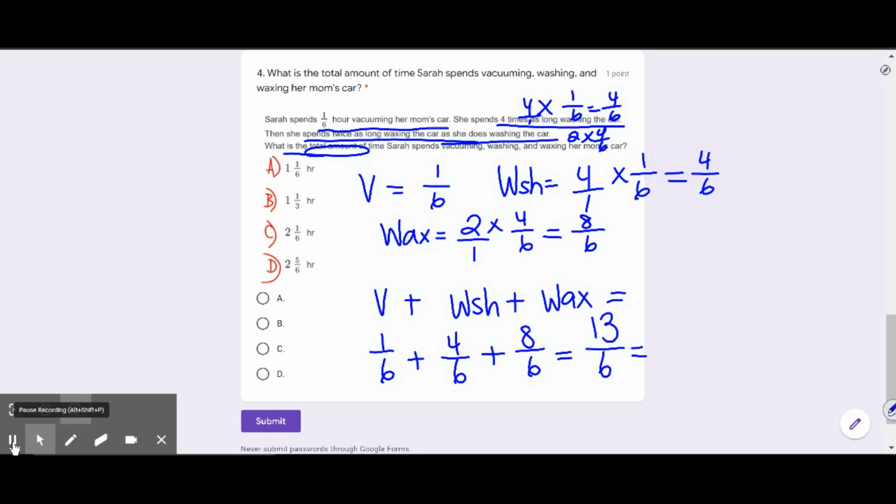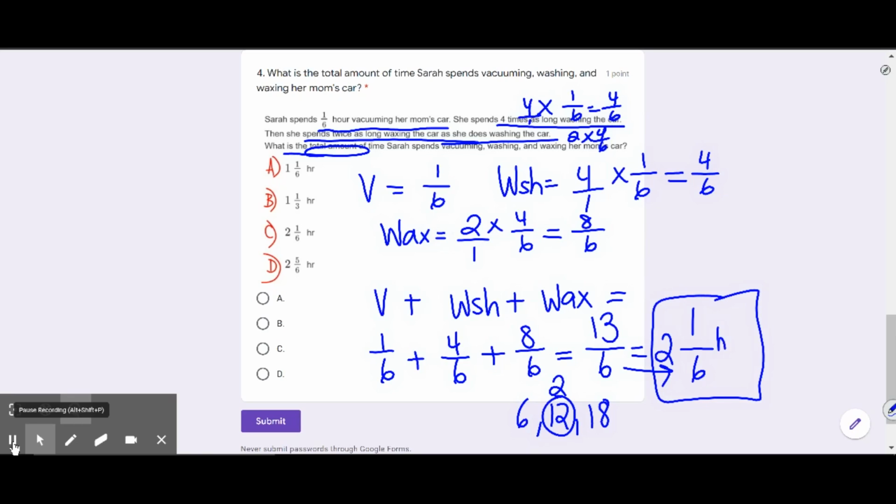Okay, now how many 6s can I get out of 13? If I do my 6 facts, I see 6, 12, 18. Oh, 2. I can get 2 6s out of 13. And what would be left over if I got 12 out of 13? 1 is left over. And then what's my denominator? Because that won't change. 6. So our answer is 2 and 1/6 hours. So which option shows us that? Yep, C.